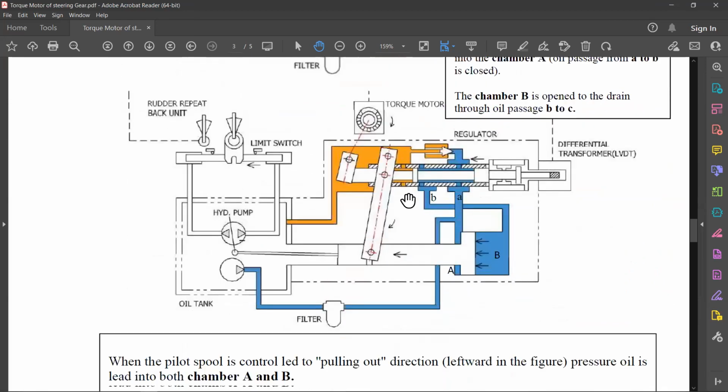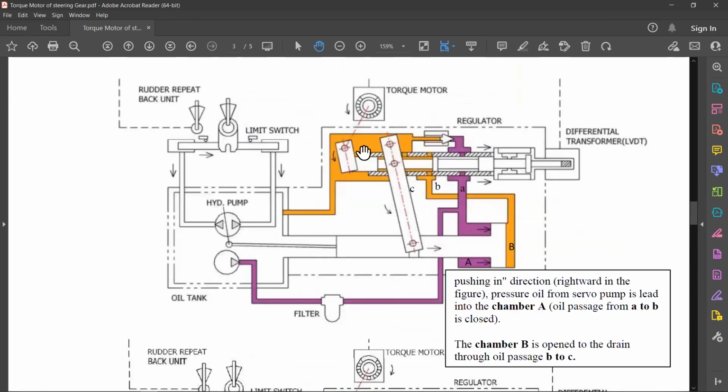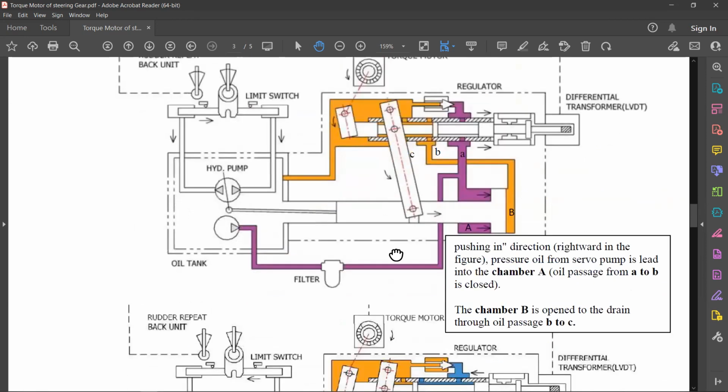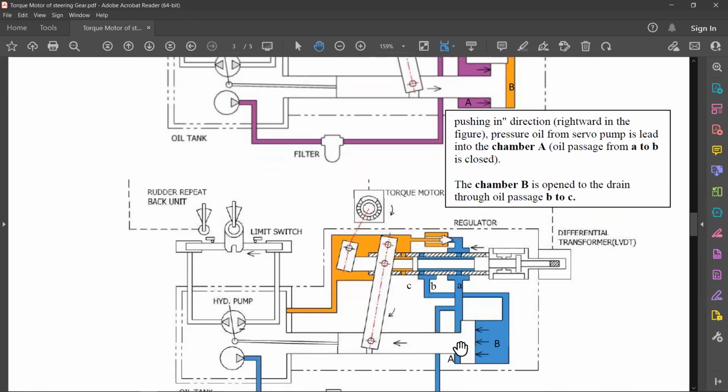Similarly, if you want to go in the other direction, the spool piston valve will be moved by the torque motor movement, and it will move in the other direction. There is a spring on this side in the regulator which will push the spool piston towards the other direction. As it moves to the other direction, this is pinned to the hydraulic piston also, so the hydraulic piston is also pulled in the other direction.